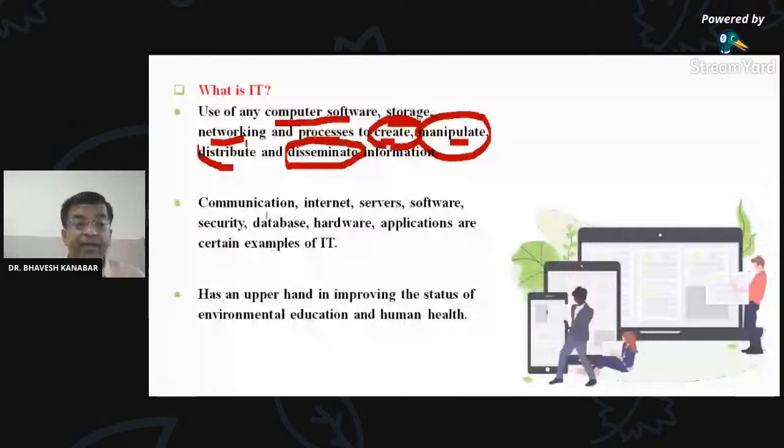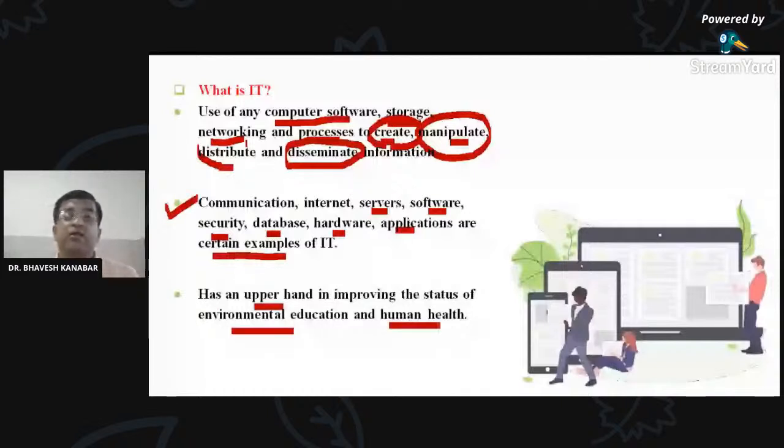Communication, internet, servers, software, security, database, hardware, and applications are certain examples or important parts of information technology, right? These things are there in school standards also, that the parts of information technology are communication, internet, server, software, hardware. It has an upper hand in improving the status of environmental education and human health. All over, IT has grown up the world. Because of IT, the growth of the world has become fast. In the last 20 years, we have grown more than we had grown in the past 5,000 years.